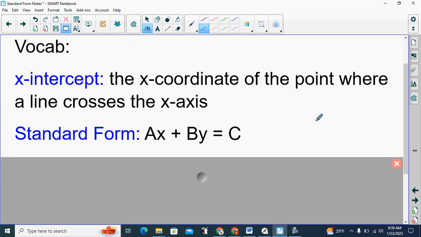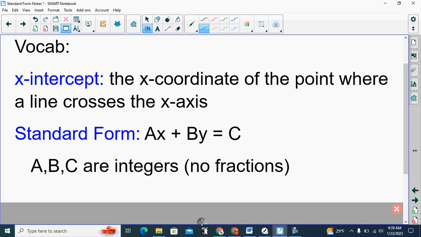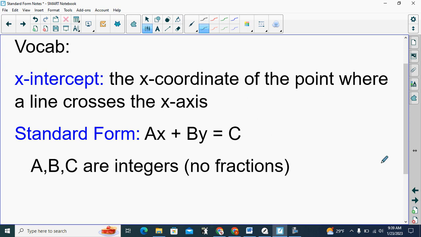Standard form is written ax plus by equals c. Notice x and y are on the same side of the equal sign. That's the first time that's happened; in both point-slope form and slope-intercept form, x and y are on different sides. Again, ax plus by equals c, where a, b, and c are integers. Integers meaning no decimals, no fractions. Integers can be positive or negative, so a, b, and c are allowed to be negative numbers. They should not be fractions.